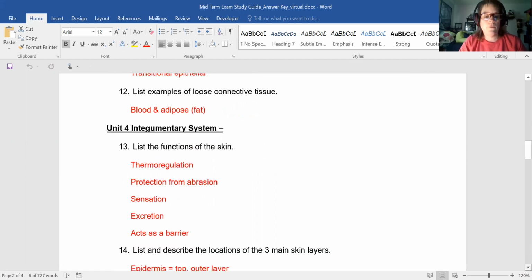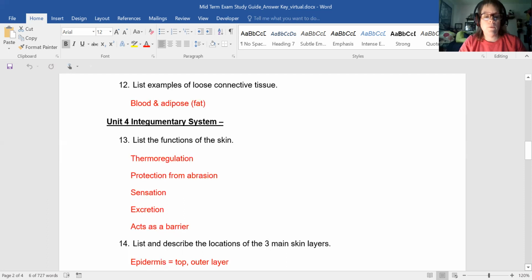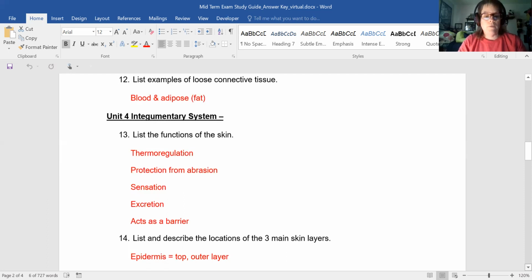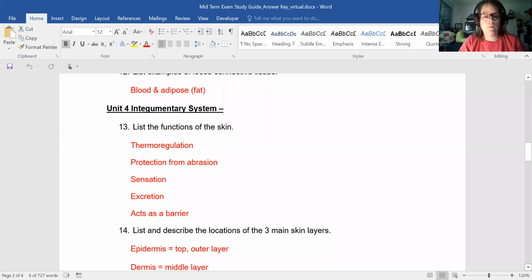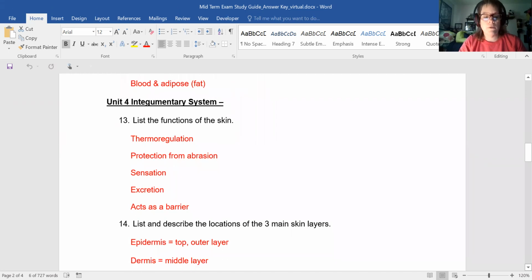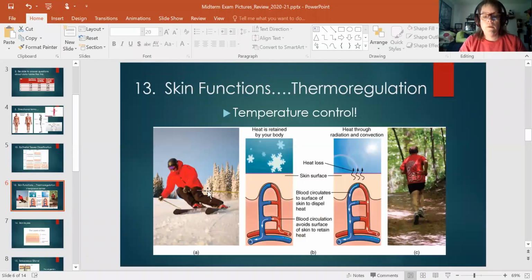Okay, number 13 is where we start Unit 4, which was the skin system. It asks you about functions of the skin. So there are multiple functions. You have thermoregulation, you have protection from abrasion, sensation, excretion, and acts as a barrier, which most of those are pretty self-explanatory. If you don't understand thermoregulation, think thermo having to do with temperature, and regulation is to regulate something. So it's really just temperature control.